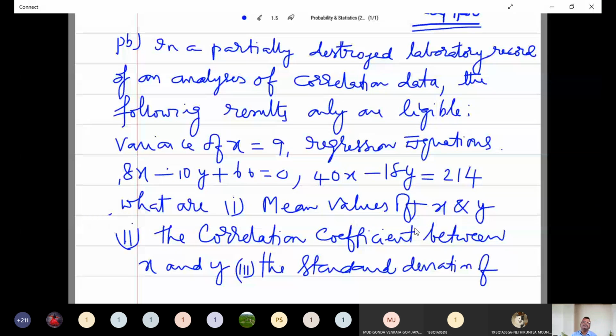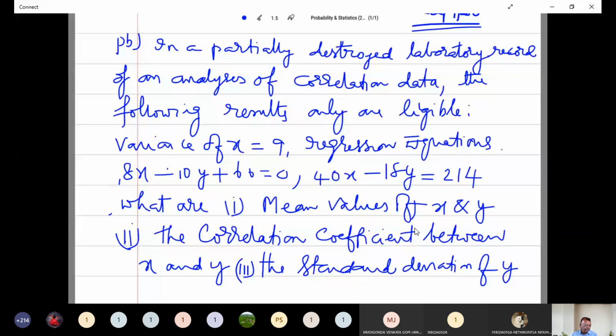That means in this problem the regression equations are given and also the variance of x is 9. We need to find out the mean values of x and y, that means x bar and y bar. The second one is the correlation coefficient between x and y, that means r, and the standard deviation of y, that we have to find out in this problem.